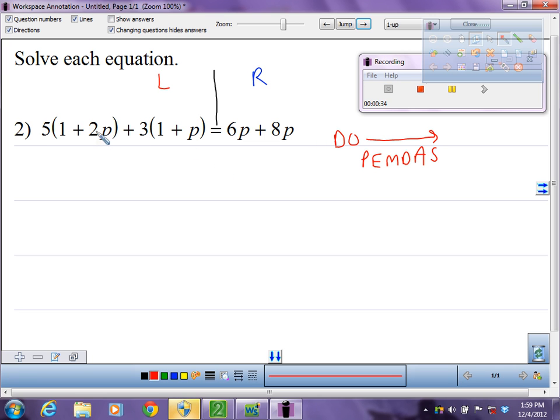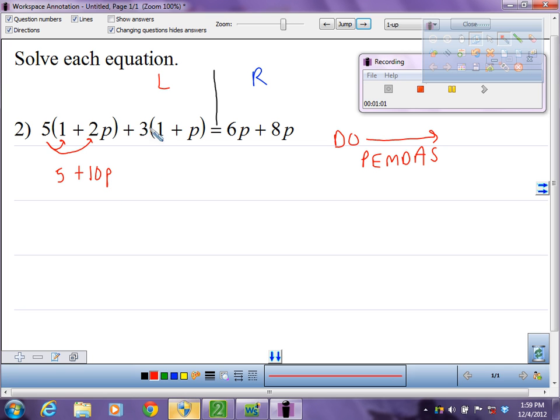And these are different families, so you really can't put them together. These are different families, constant and p, so they're different families. So now I try the exponents. There's no exponents. Then I multiply and divide left to right. So then I see this 5 right here, right next to the parentheses. That means multiply. And I'm going to distribute that. So 5 times 1 is 5. And 5 times 2p is 10p.